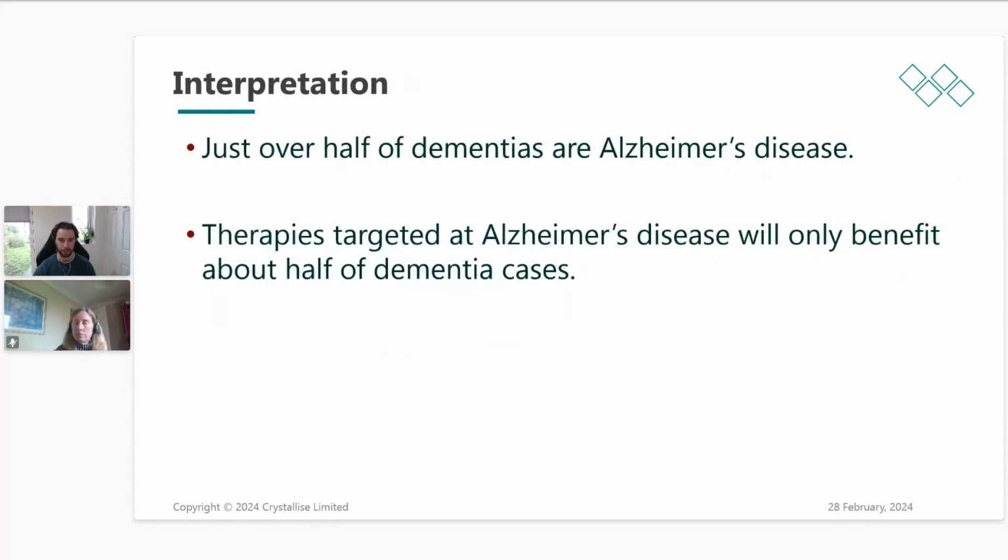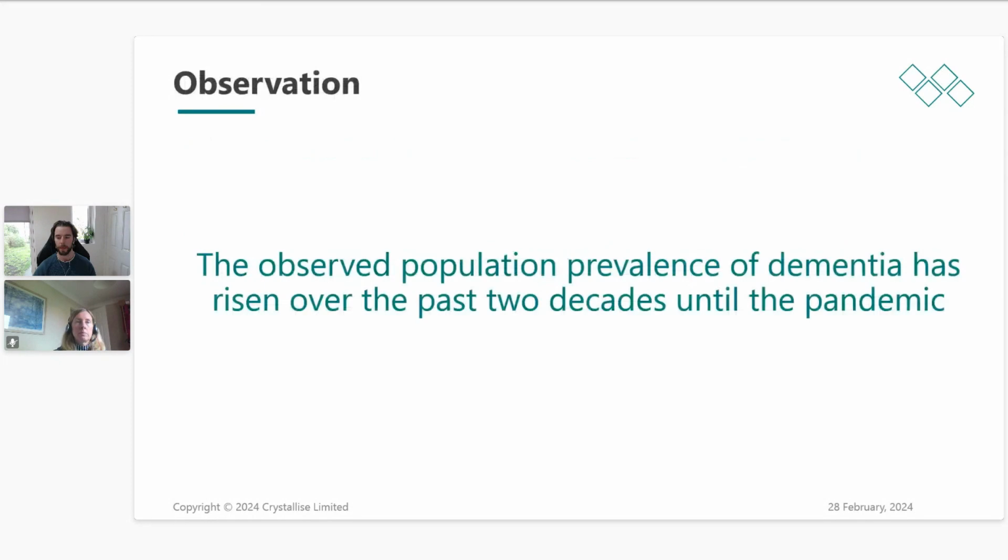So how do we interpret all this information? For the purposes of this presentation, we're focused on Alzheimer's disease, and as we can see, Alzheimer's disease accounts for around half of dementias, and therefore therapies targeting Alzheimer's disease will only really benefit about half of dementia cases overall. Another observation: the observed population prevalence of dementia has risen over the past 2 decades up until the pandemic.